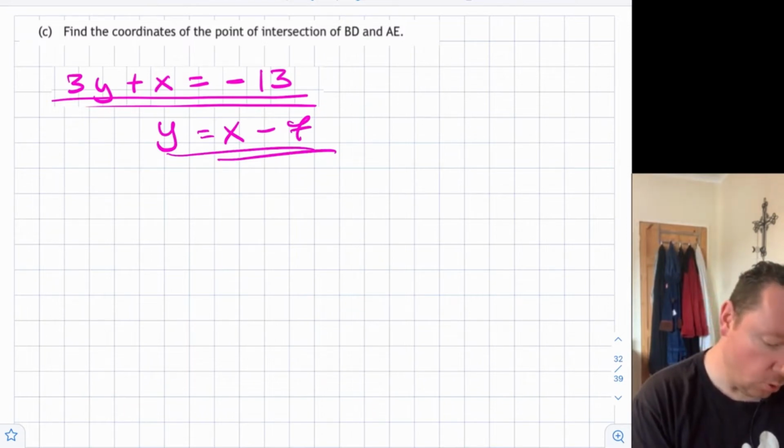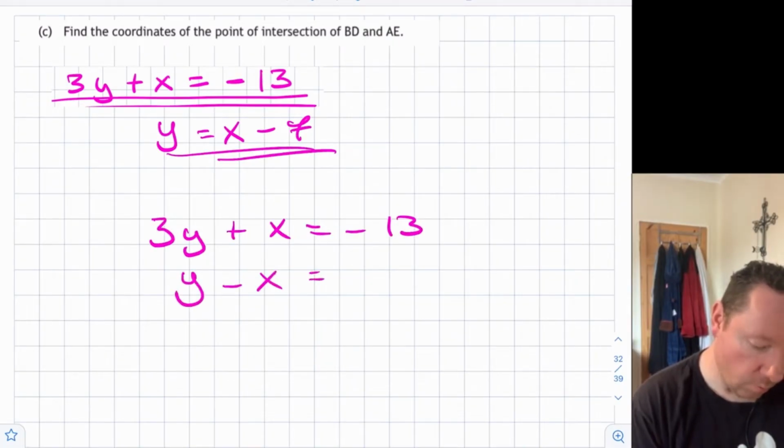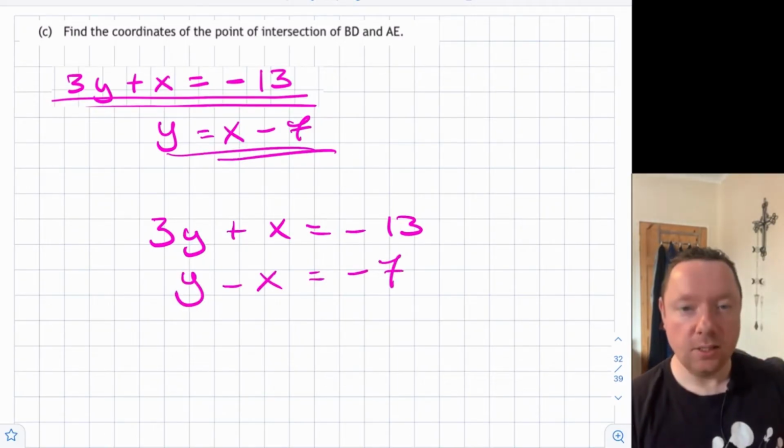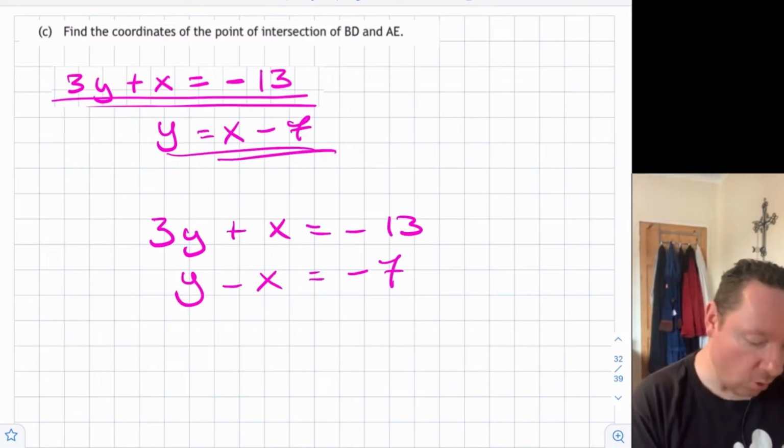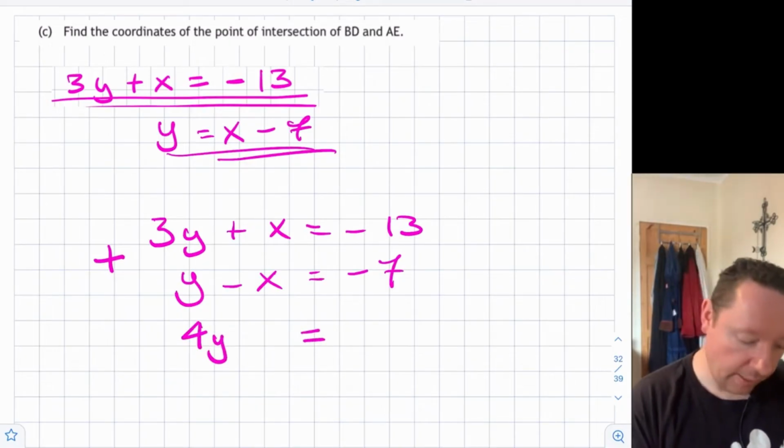So your top one just stays as 3y plus x is minus 13, but your bottom one becomes y, taking the x across, as minus x equals minus 7. And now you're in this kind of National 5 type simultaneous equation. So it's nice and easy to solve. I'm just going to add the equations together to get 4y equals minus 13 add minus 7 is minus 20. And therefore y is equal to minus 5.